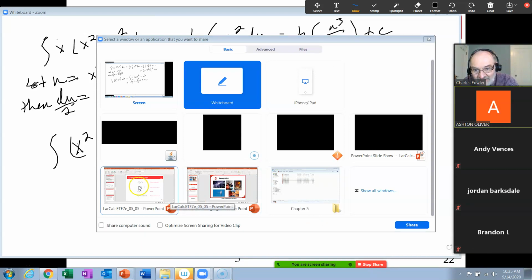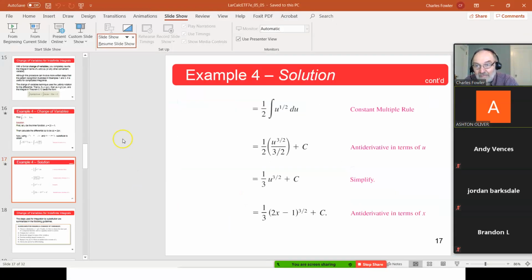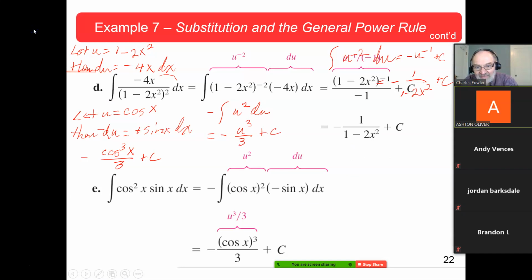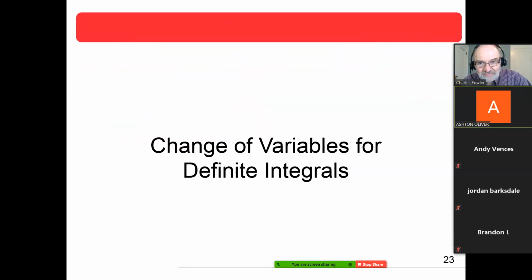All right, back to 5.5. Back to the current slide. And that's where we left off with that. Now we're doing something different. Two things are different here.